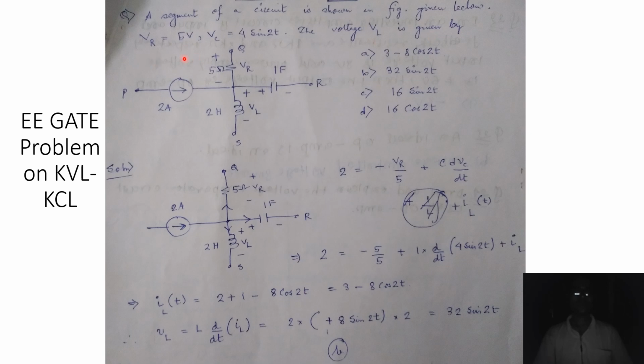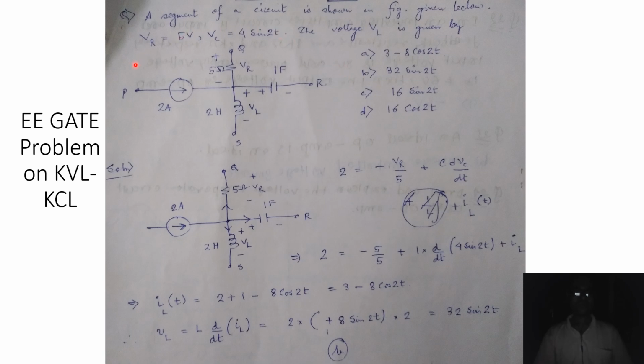VR equal to 5 volt, VC is equal to 4 sine of 2t. The voltage VL is given by option A: 3 minus 8 cosine 2t, option B: 32 sine of 2t, option C: 16 sine 2t, and option D: 16 cosine 2t.